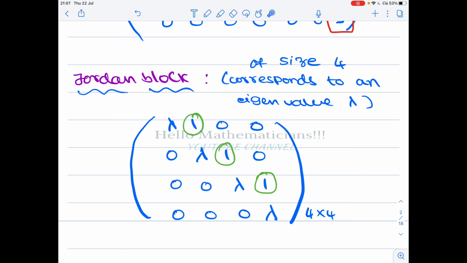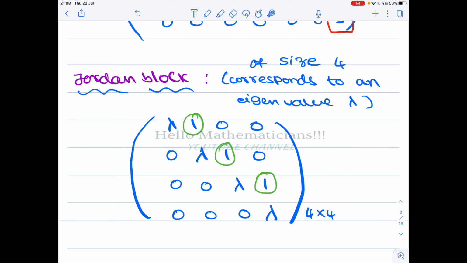No, that is not the reason. Even if there is no 1 here, suppose this is 0, we still want to call this a Jordan block. So if it is a Jordan block, all these entries are 1 here, and all these entries are some fixed eigenvalue lambda. Such matrices are called Jordan blocks. It is a 4 by 4 matrix in which all these entries are 1, so we call it a size 4 Jordan block corresponding to the eigenvalue lambda.